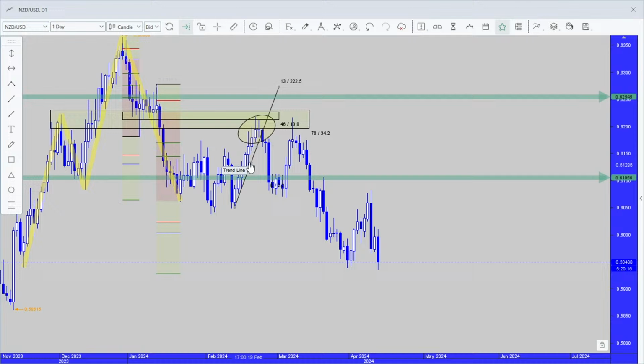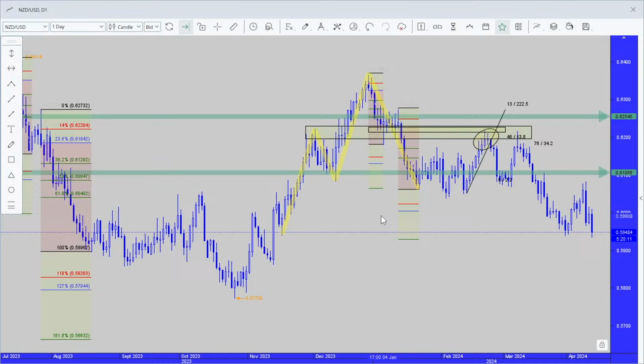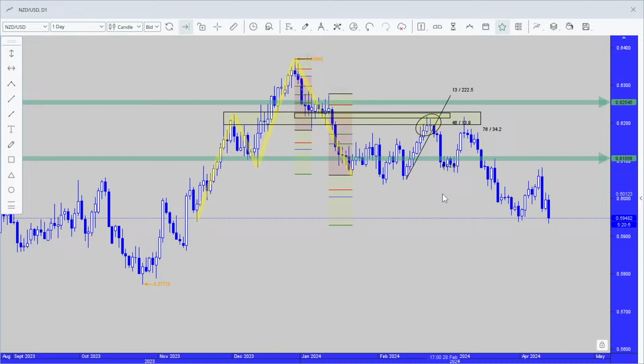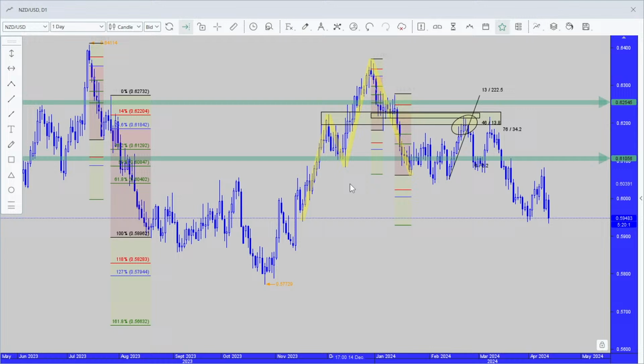Everything is aligned. Well, again, if you are a short-term day trader, scalper, then you're going to trade differently. By the way, you cannot scalp the Fibonacci. Talking about day trading, it's a different strategy.